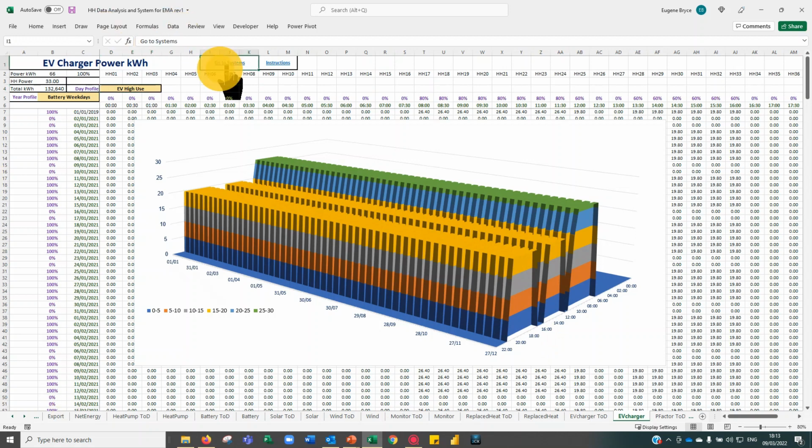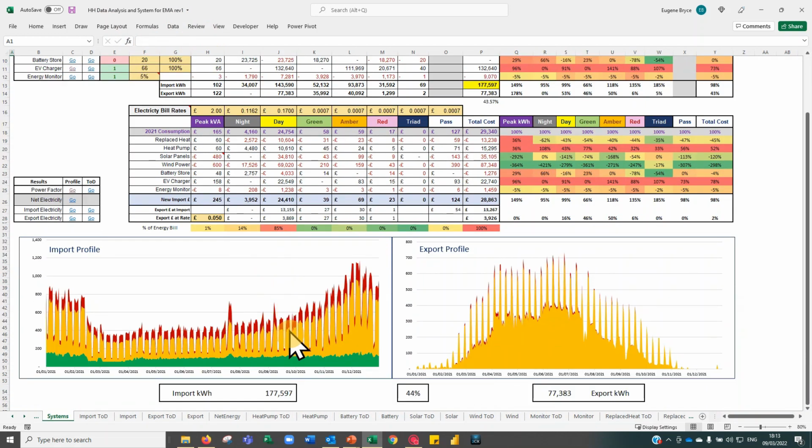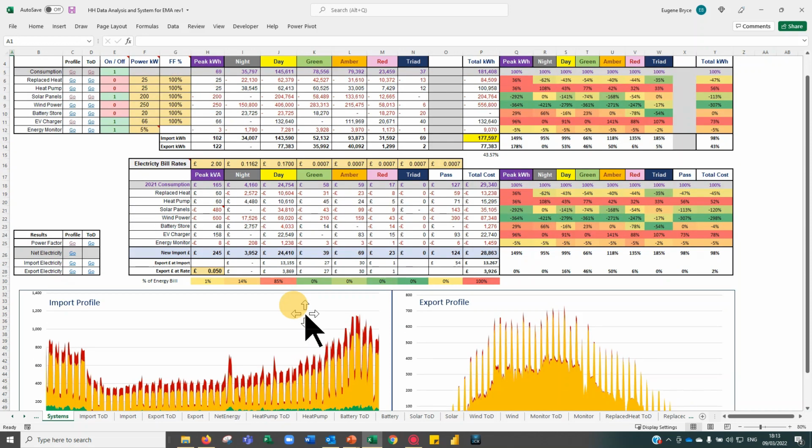And we can go back and see the effect on our system. So immediately what you can see here is spikes in export on the weekends when nobody's using the EV charger. But what you can also see here is additional demand during the week because of the EV charger. So if we look at the consumption here, our EV charger at 66 kilowatts requires 132,000 kilowatt hours, which is almost as much as the golf club consumption itself.